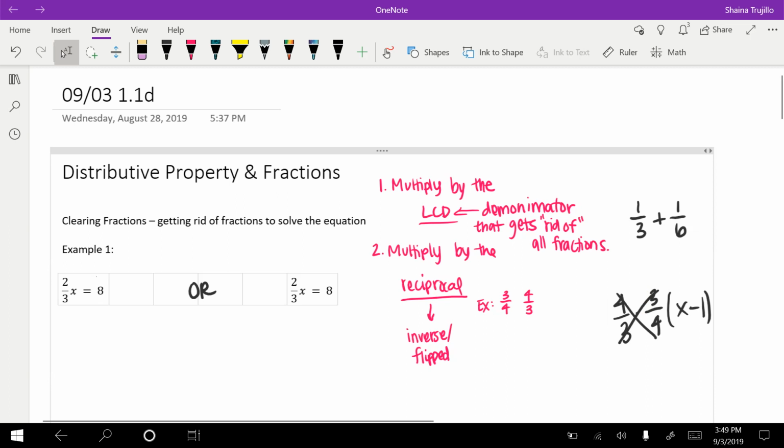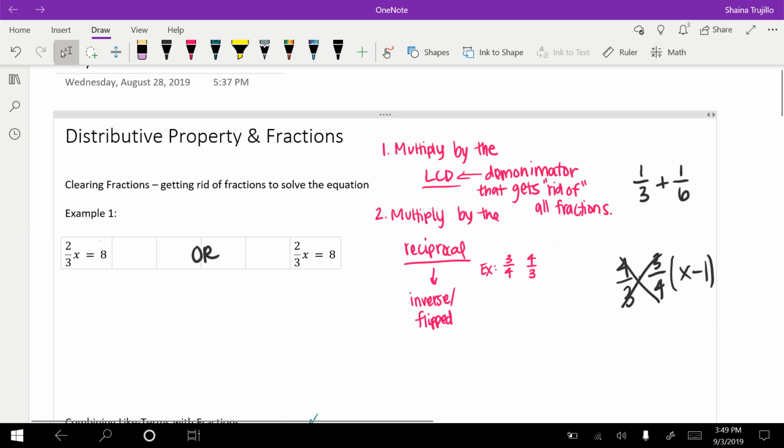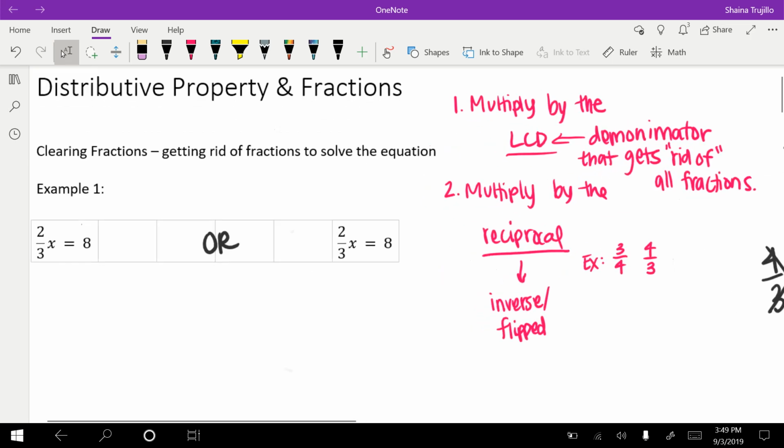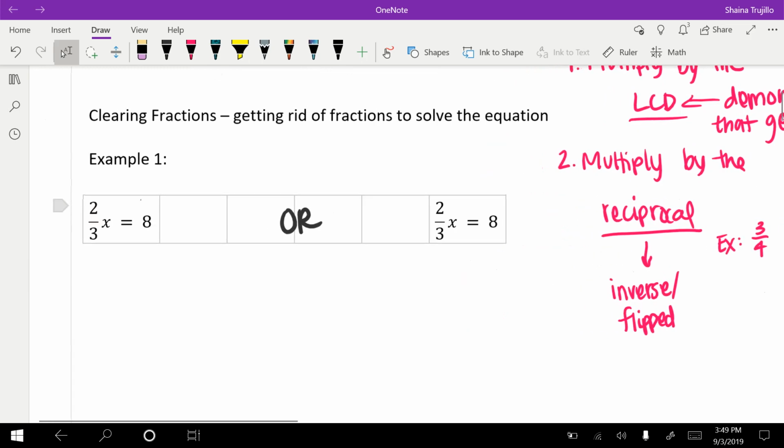Okay, so let's go ahead and practice with a few examples. Let's do the first one. Okay, so let's do the first way. Let's first multiply by the least common denominator. Okay, and in this case, since I only have one fraction, it happens to be 3. So I'm going to multiply by 3. What I do to one side, I also have to do to the other.